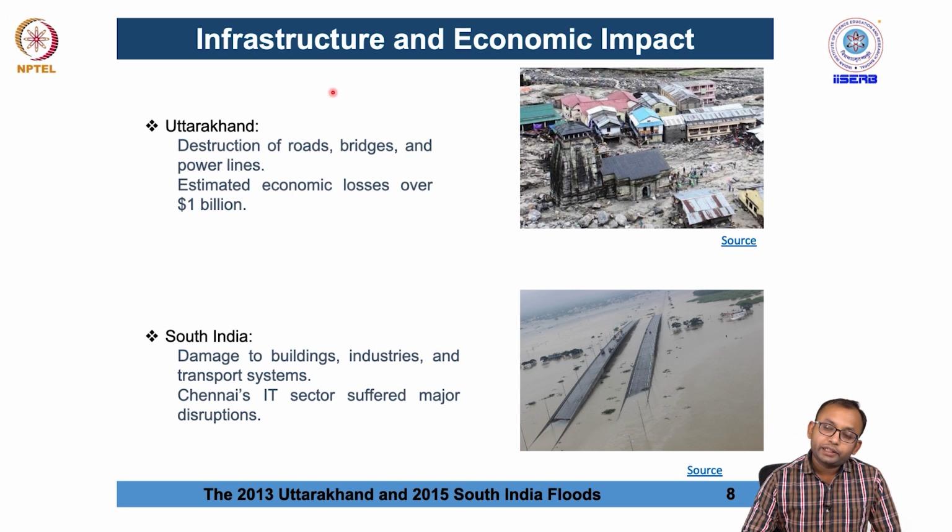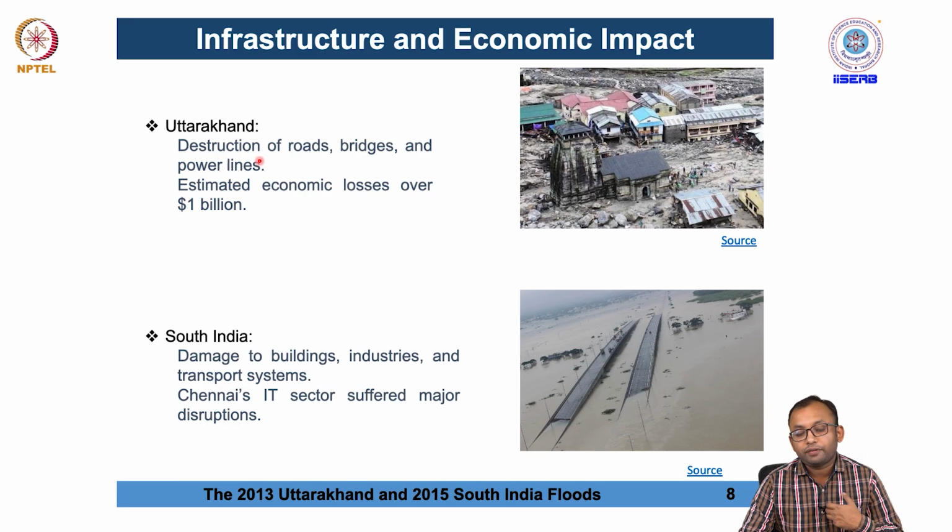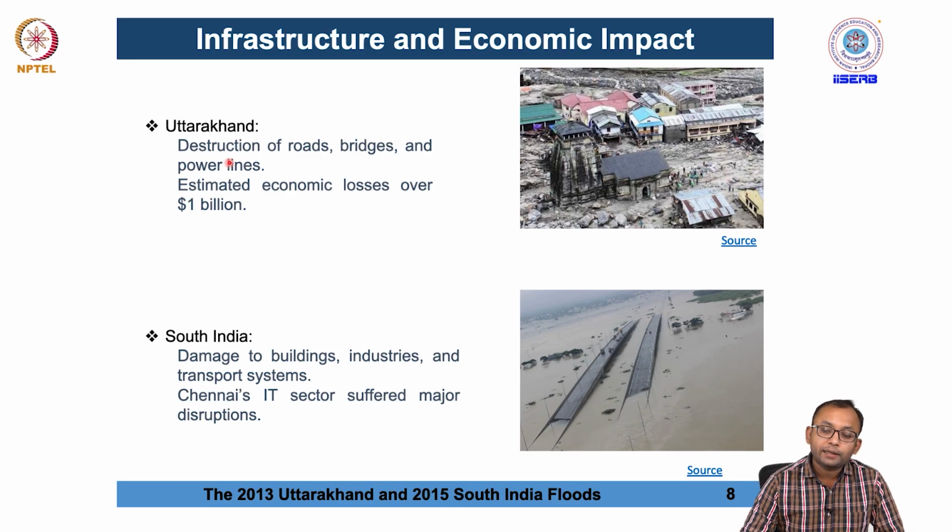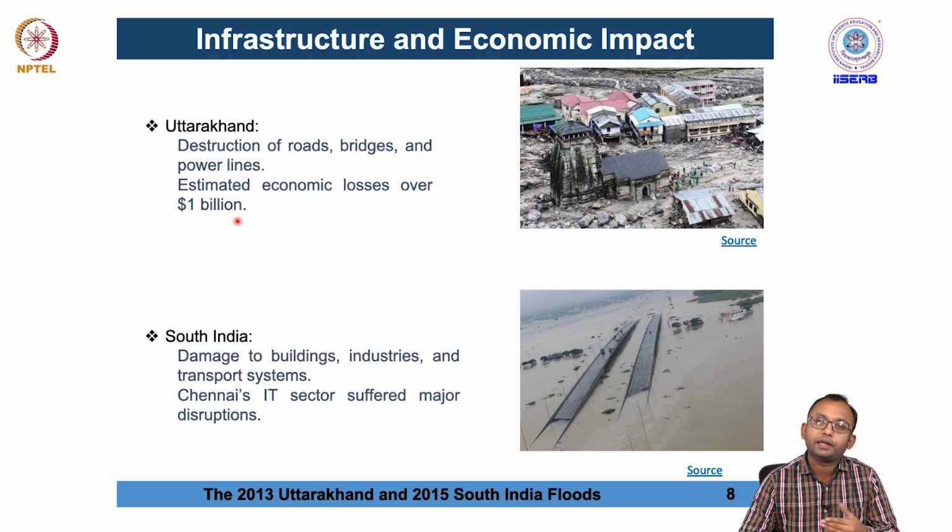What are the infrastructure and economic impacts? If you talk about Uttarakhand, because of the severe flooding events, several roads, bridges and power lines were disrupted, and it has been estimated that over $1 billion in loss occurred because of this particular event, in terms of direct cost and also indirect cost. For example, these towns are very famous for tourism-based economies.